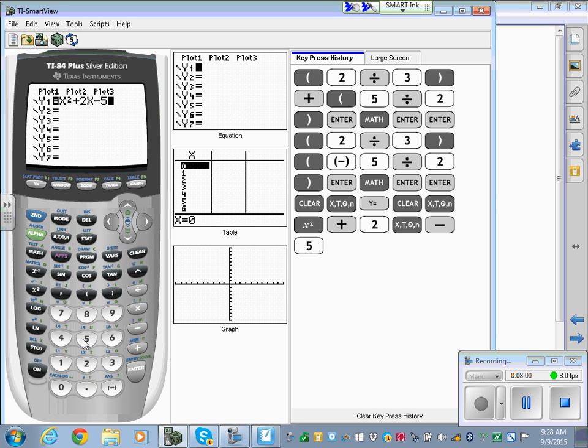Now, if you ever get an error, go back and check this, because a lot of times people accidentally put a minus instead of a negative, or where there needs to be a negative, they'll put a minus. So with your calculator, you actually have to do that correctly. Okay, so now hit the graph key.